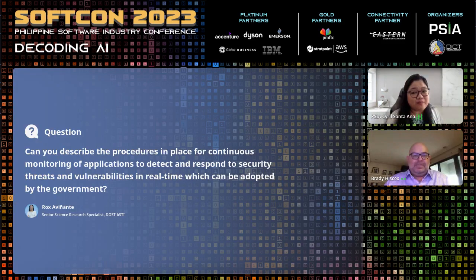So, Brady, we actually have questions about the government. This is from Ross. She's in a government setup. Can you describe the procedures in place for continuous monitoring of applications to detect and respond to security threats and vulnerabilities in real time, which can be adopted by the government?